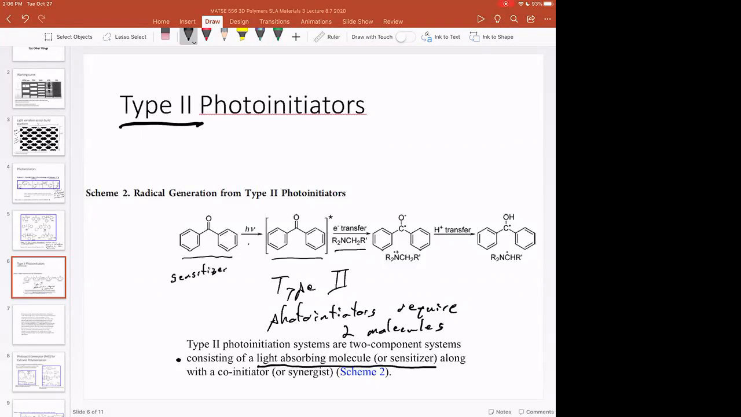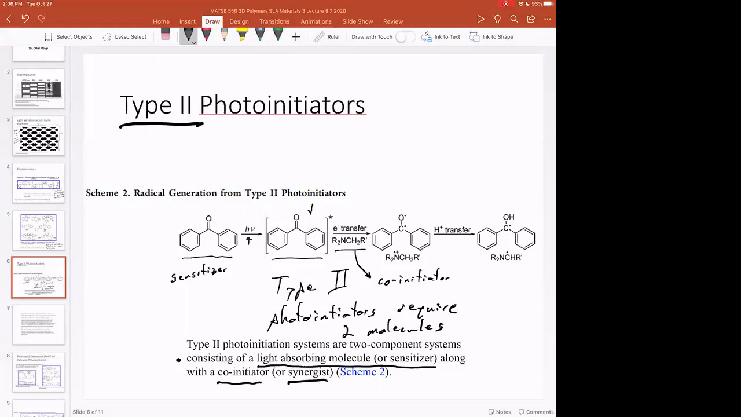It absorbs the light, and you know that h nu corresponds to a photon, and this is the excited state again. So you have the light absorbing molecule, and then this co-initiator, and this is an old school term, but they call that the synergist in some very old photochemistry books, which is the co-initiator.